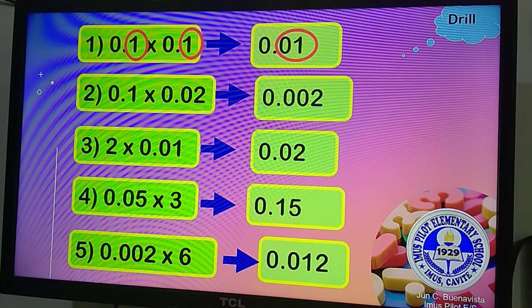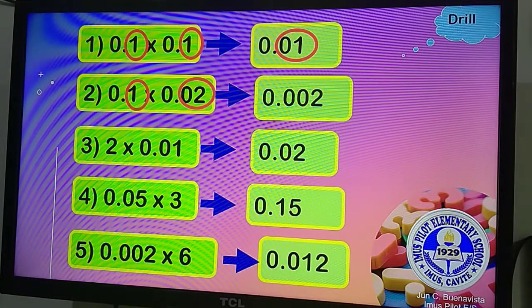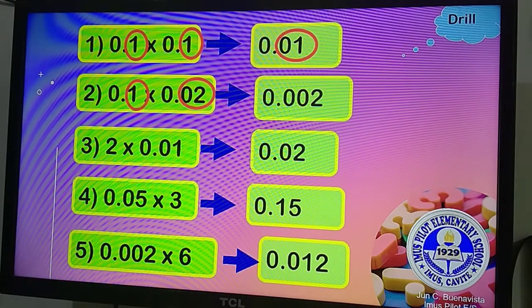For number 2, we have 0.1, which has 1 decimal place, then times 0.02, which has 2 decimal places. When we say decimal places, those are the digits after the decimal point. You have to count the digits. However many digits there are, those are what we call decimal places. So in our number 2, we have 3 decimal places. That is why your answer must also have 3 decimal places. So 2 times 1 equals 2, then 3 decimal places. That is why the answer is 0.002.